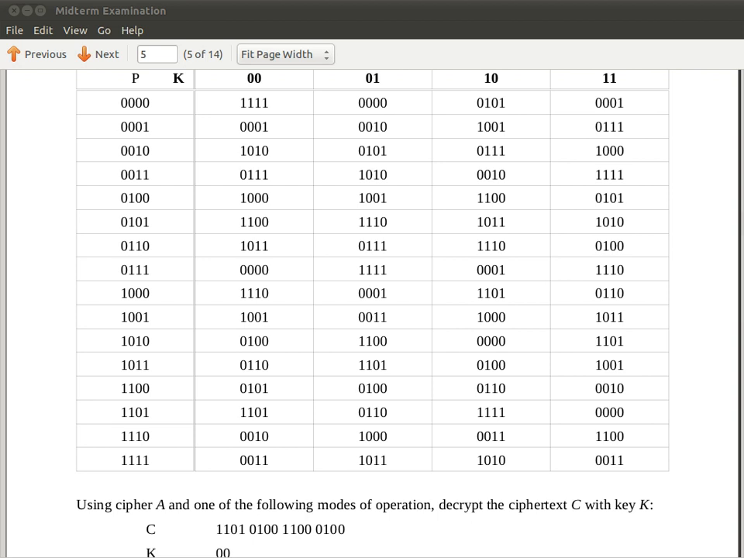S equals 2 bits. It's a 4-bit block, a 4-bit block. Select the leftmost bits. Select the leftmost 2 bits in your diagram. Select 2 bits. Yep.